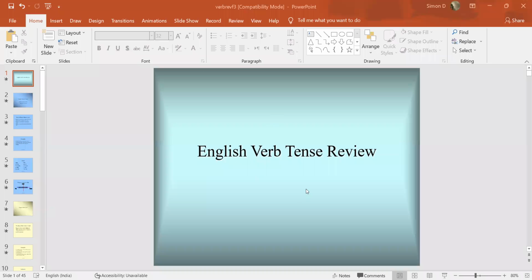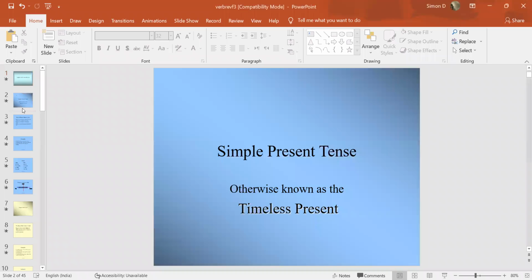Okay, guys. So English verb tense. Let us begin with simple present tense. The usual mistake that I see many Indians make is that when they think of present tense, they use constructions which are mostly present continuous. Simple present is not that.